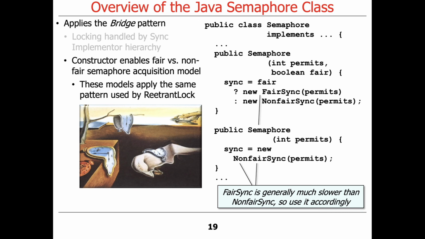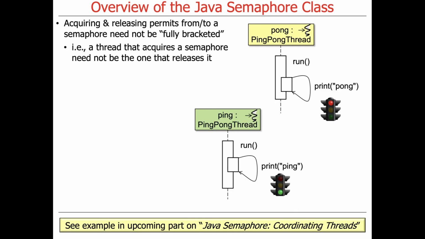FairSync is generally a heck of a lot slower than NonfairSync, so use it accordingly. If you need fairness, by all means, go for FairSync. If you don't need fairness, then go with the default behavior. As I mentioned before, acquiring and releasing permits from and to a semaphore need not be fully bracketed. A thread that acquires a semaphore need not be the one that releases it. And we'll see that when we talk about the ping pong example here later in the next class.